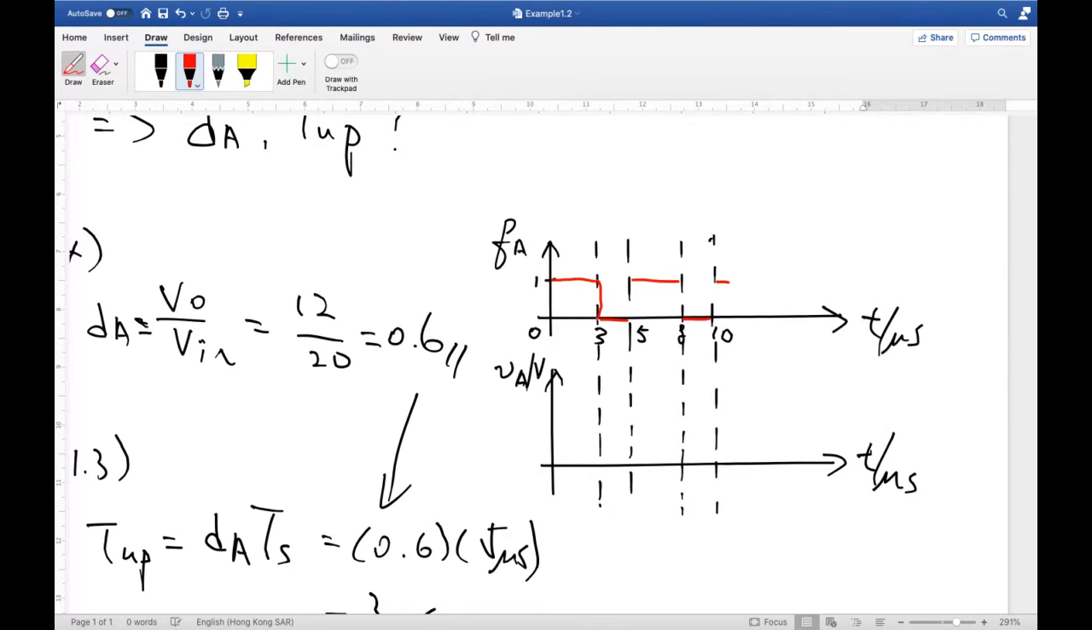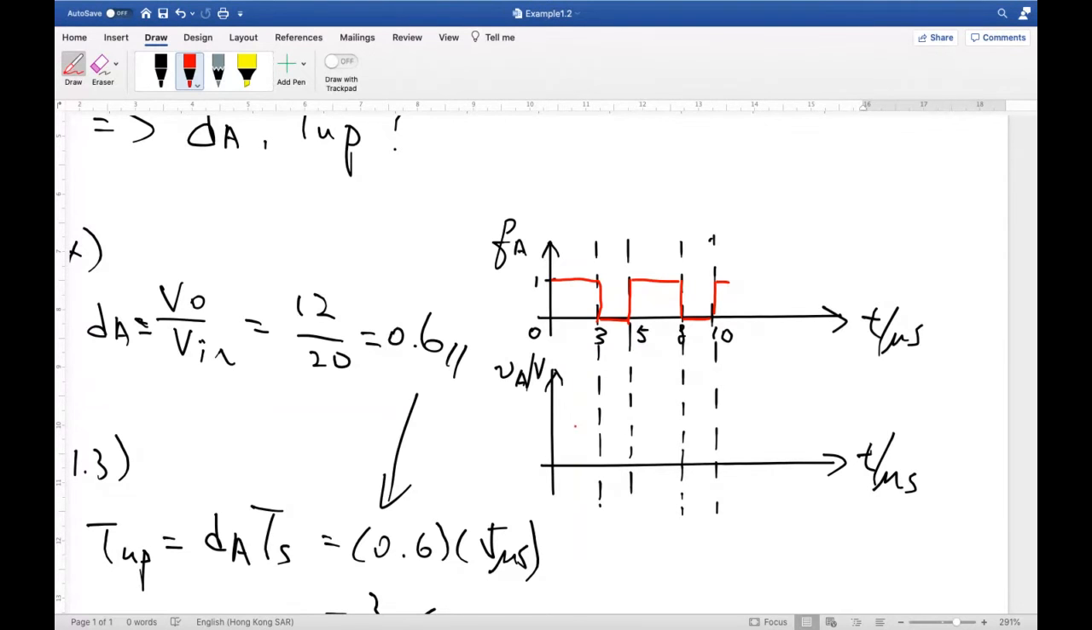Okay, and then connect them together. So this is the QA waveform. Very, very simple, but it is also very important to start with. It is because it will help you to fix the time frame or timeline. So for example here T-out is 3 microseconds and TS is 5 microseconds.